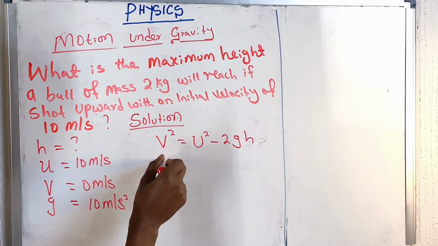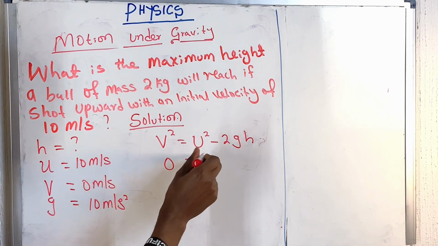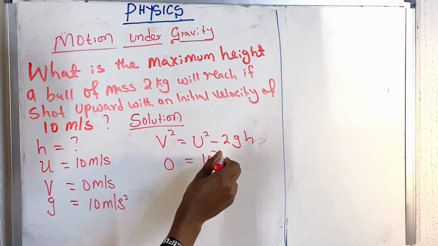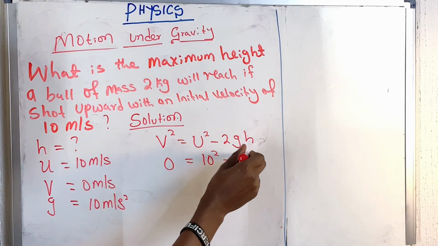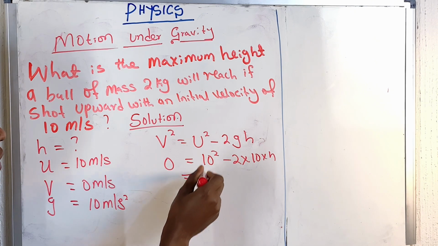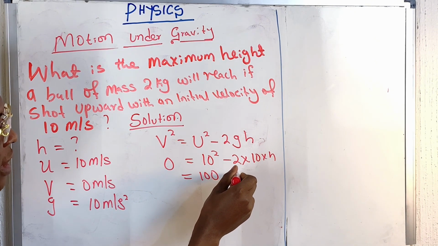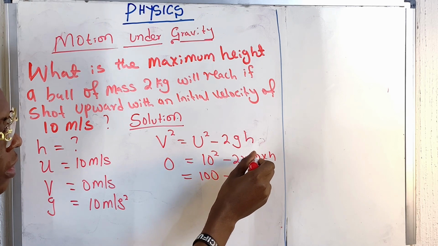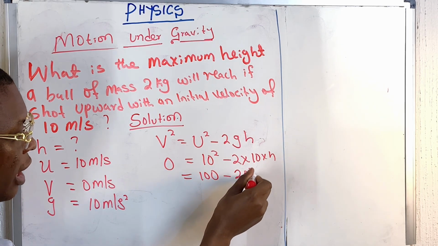Our v we know is what? 0. Final velocity is equal to, initial velocity is 10 squared minus 2 times, acceleration due to gravity is what? 10 times h. And this will become 100 minus 20. 2 times 10 is what? 20. 20 times h is 20h.